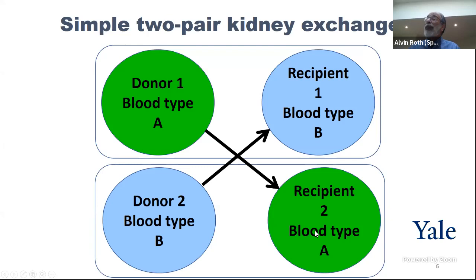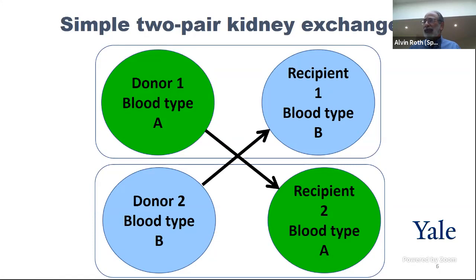So before kidney exchange, we used to send the two donors home. We'd say, so sorry, you can't give to the person you want to give to. You're incompatible. We can't do that transplant. Go home. And the recipient would go back to waiting the long, dangerous wait for a deceased donor organ.